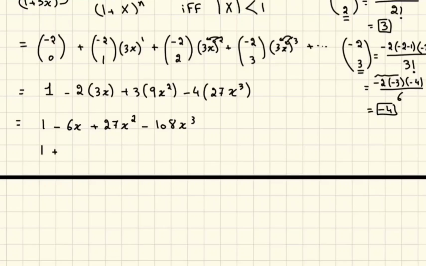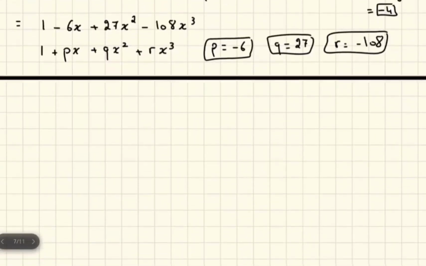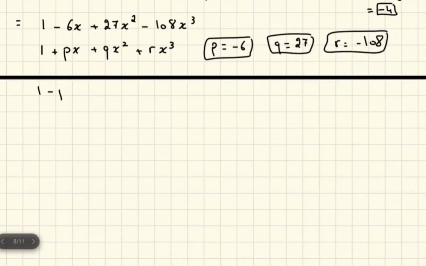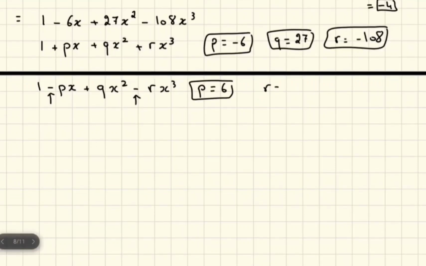So it looks like 1 plus px plus qx squared plus rx cubed. So if they ask you what is p, in this case you're gonna say it's negative 6. If they ask what is q, it's 27. What is r? It's negative 108. Now you need to pay attention to one thing. If they give you the form in this way, 1 minus px plus qx squared minus rx cubed, if they write for you the minus here and there, so in this case p will be only 6 because the minus is already written, and the r will be only 108 because the minus is written.